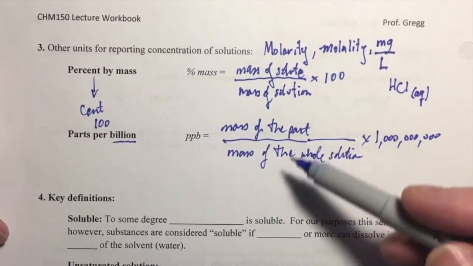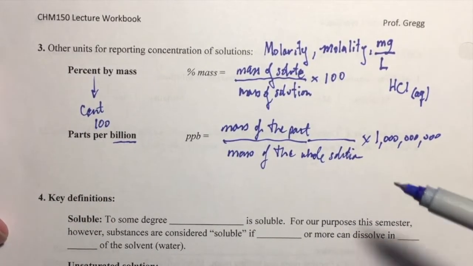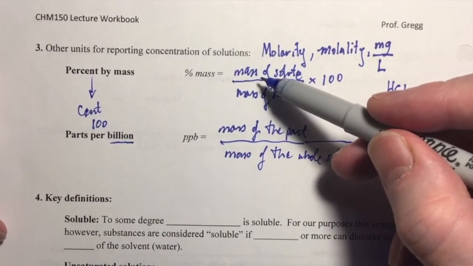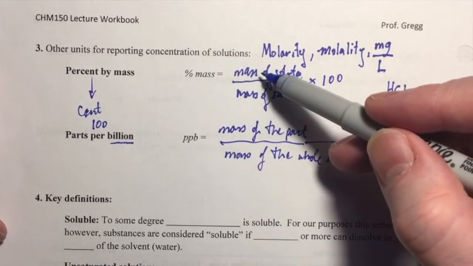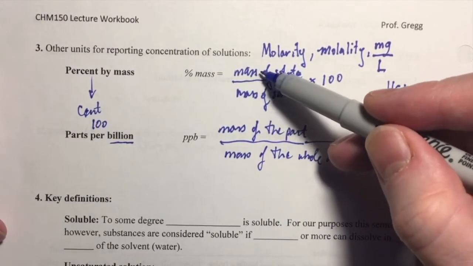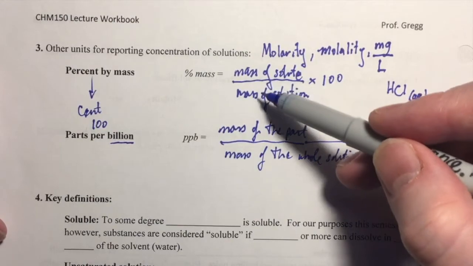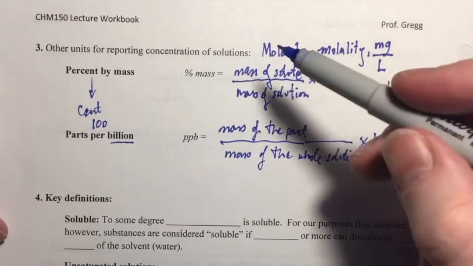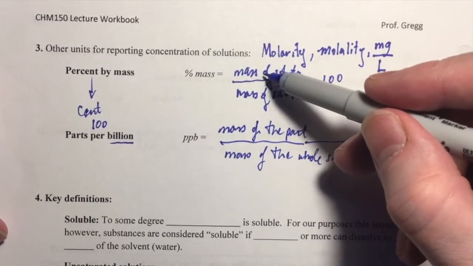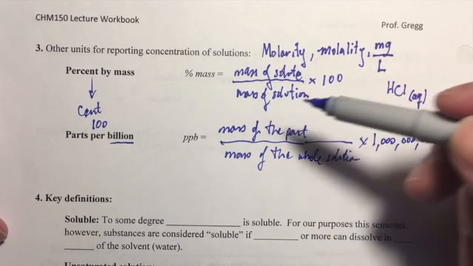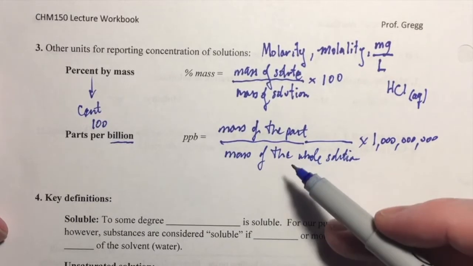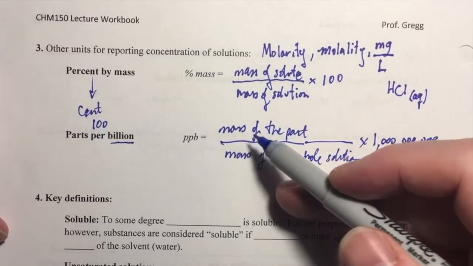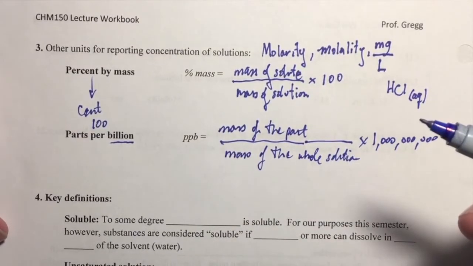So whenever you do these problems, there's one thing that you absolutely have to keep in mind, and that is the unit. For a percentage mass, the unit of mass that is used in the numerator and denominator must be the same unit. That way the units will cancel. You can't have a milligrams mass in the numerator and a kilograms mass in the denominator. Same thing with parts per million and parts per billion. If you're using mass, you need the mass units to be the same.